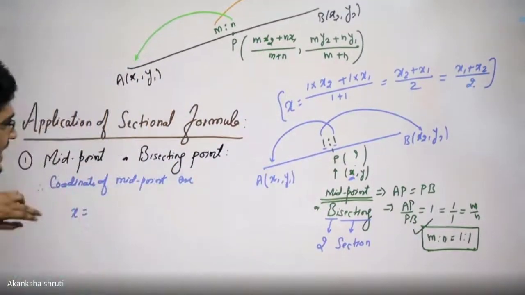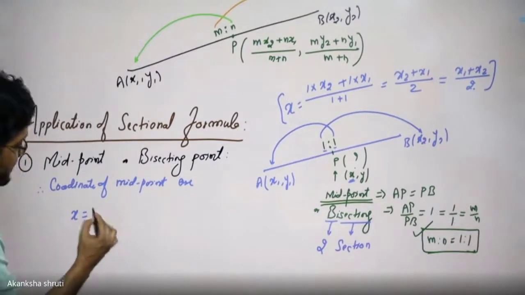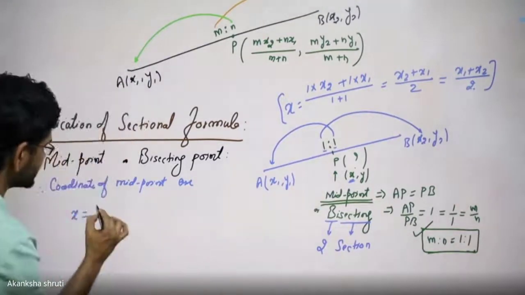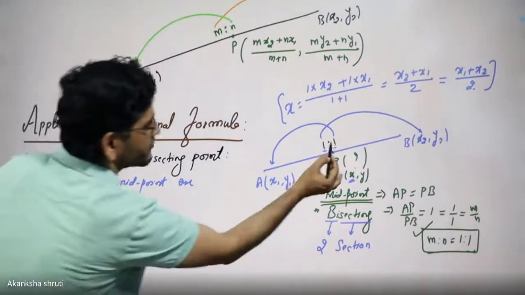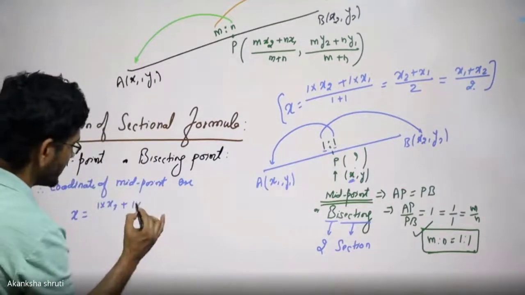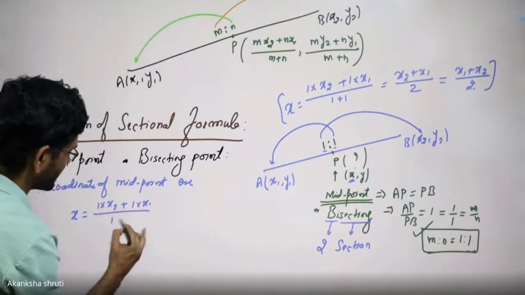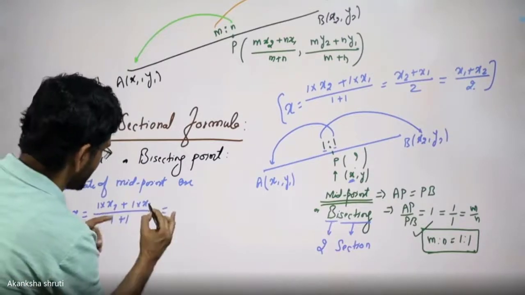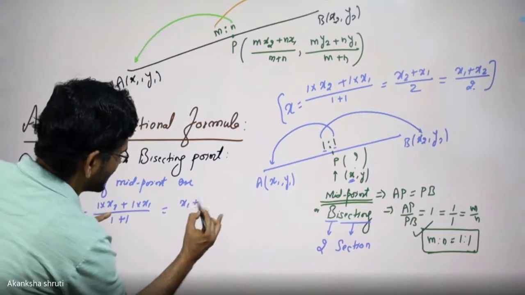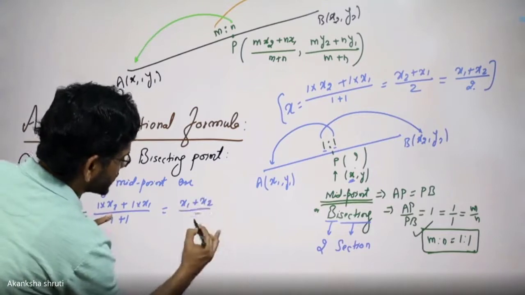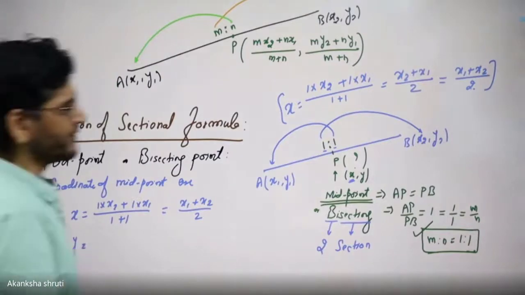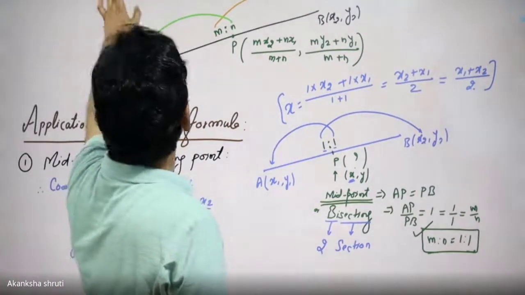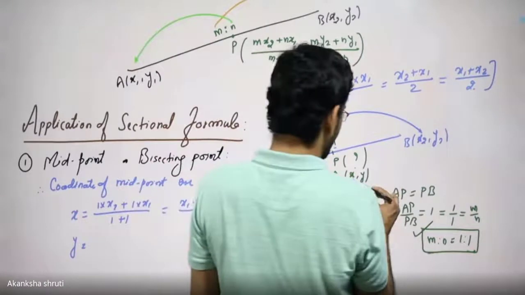So let us write that. This x is calculated as 1 into x2 plus 1 into x1 divided by 1 plus 1. This is the same as x1 plus x2 by 2. Students, similarly the y can be calculated. How will the y be? Writing y is equally easy.